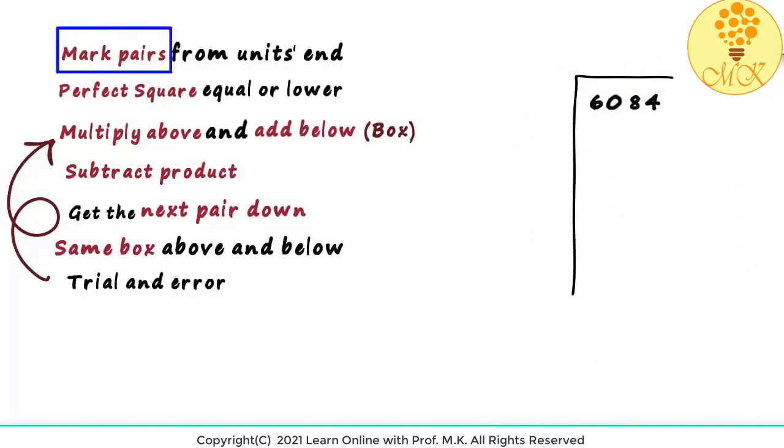We mark pairs from the units end. So we draw bars over 84 and 60. So the two pairs we have are 60 and 84.